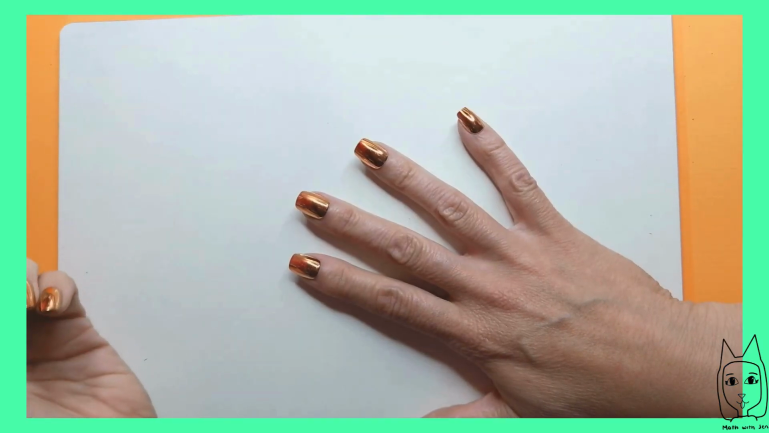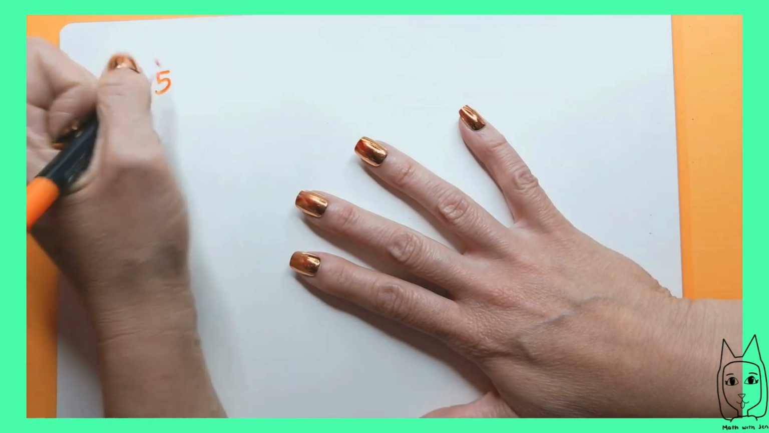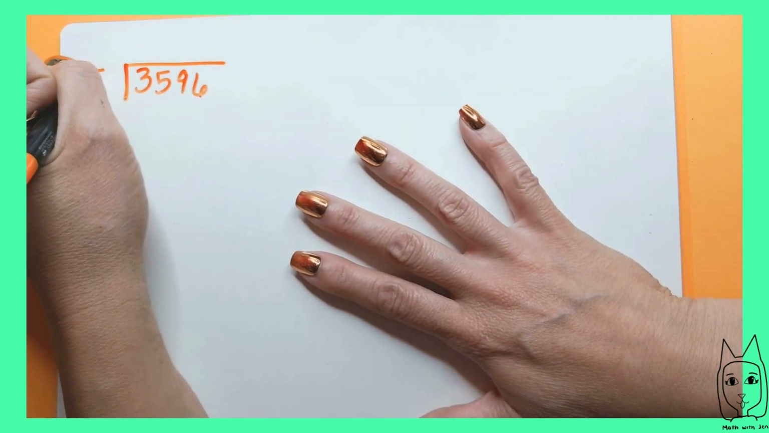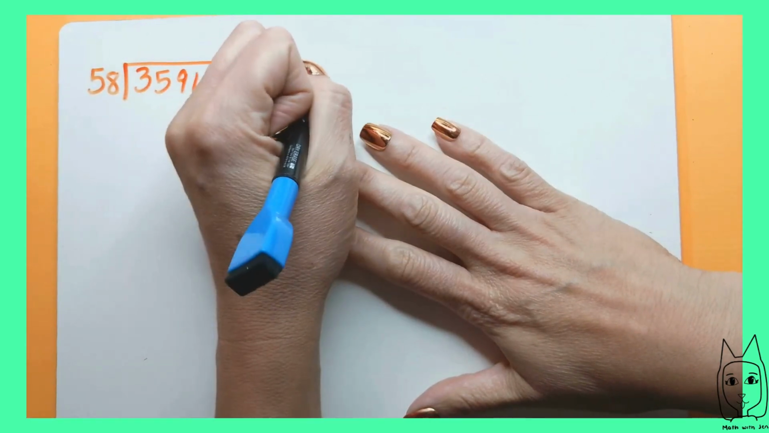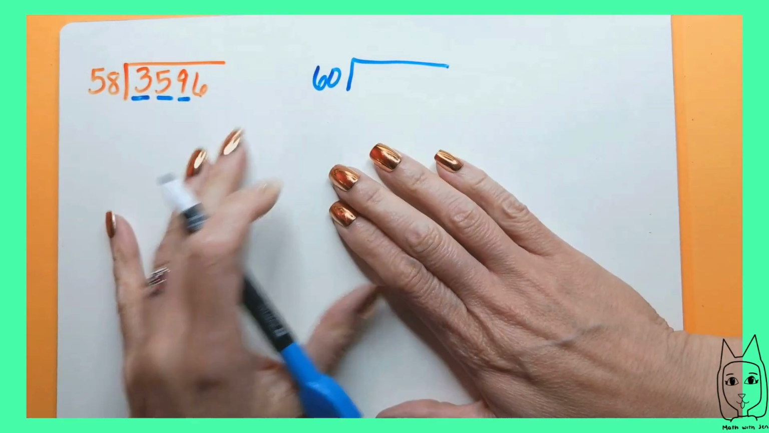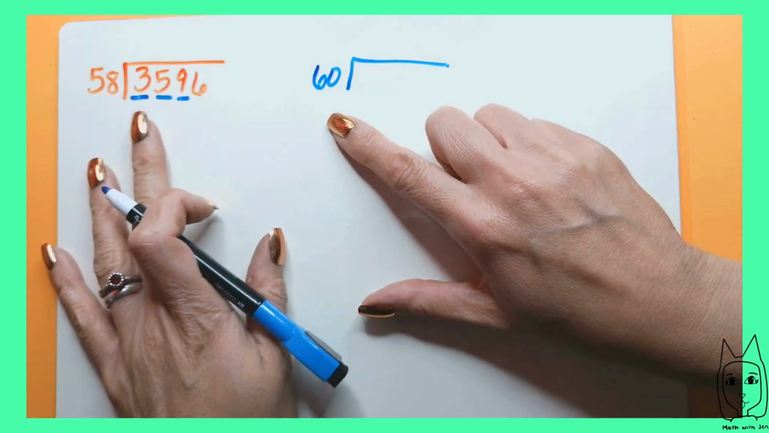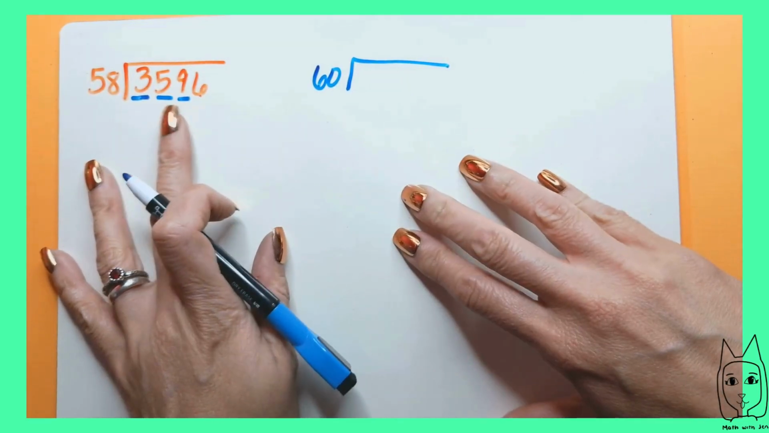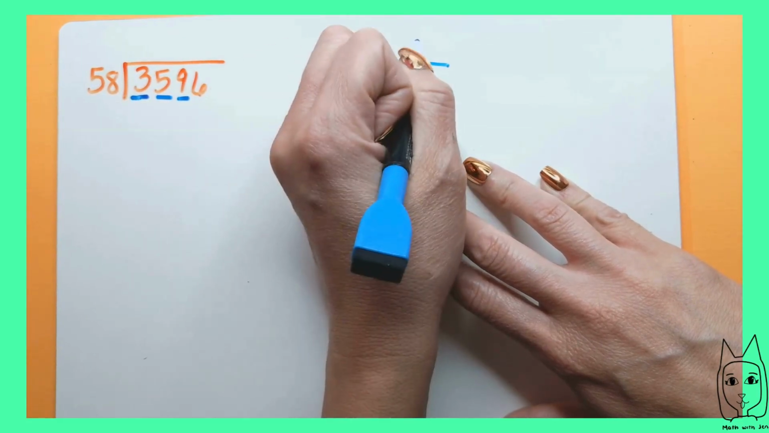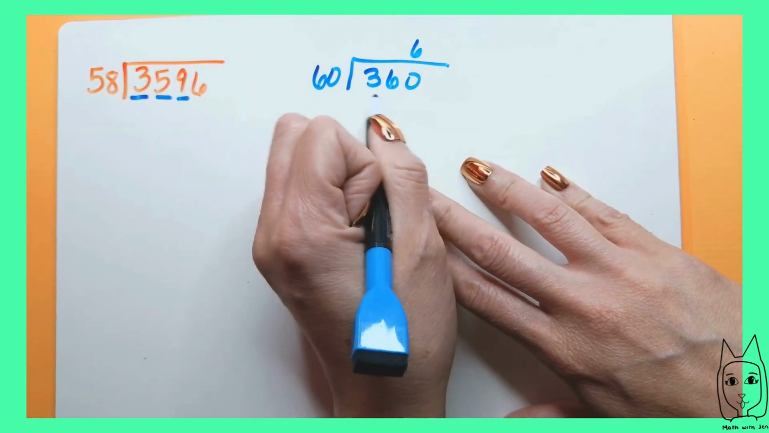Next one is going to be 3,596 divided by 58. 58, I'm going to round up to 60. It can't go into 3, it can't go into 35. So I'm going to go all the way to 359 and round that to 360 because that is a multiple of the 60. You know that 6 times 60 gives me that 360.